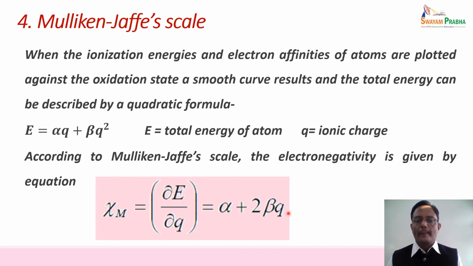Now this scale is applicable whenever there is a charge on the atom, that is, in different oxidation states we can calculate the value of chi m. For example, we can calculate the value of electronegativity of an atom like, say, the Fe atom, then the Fe2 plus ion, Fe3 plus ion, and so on.